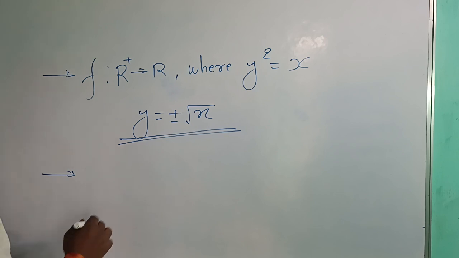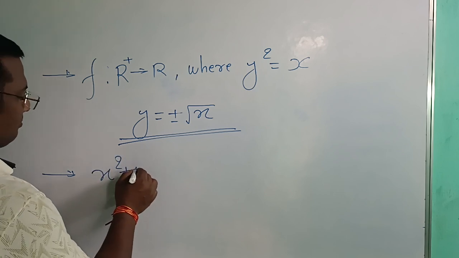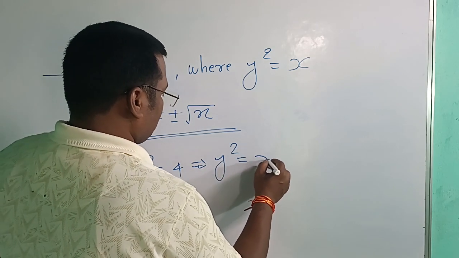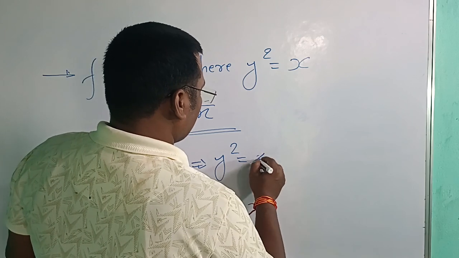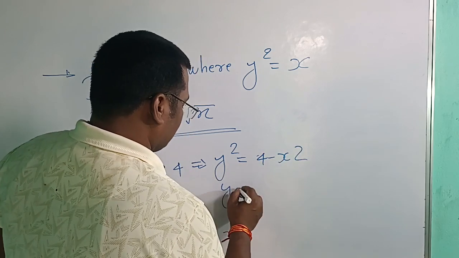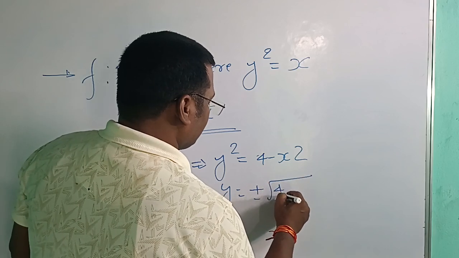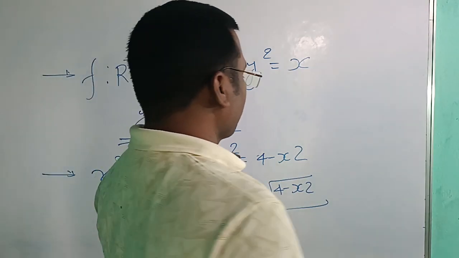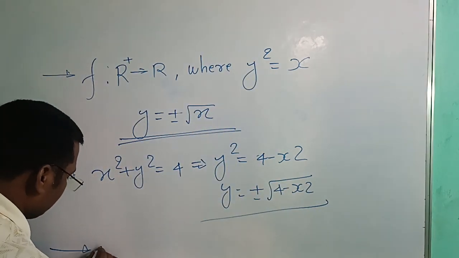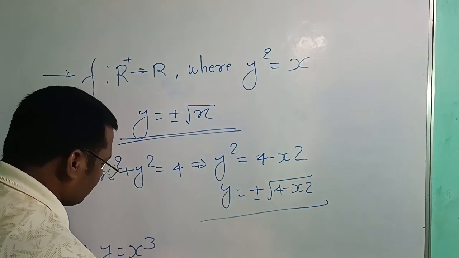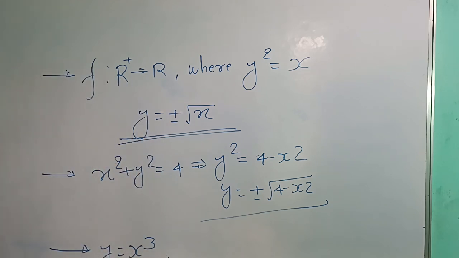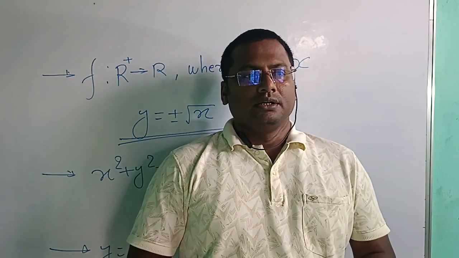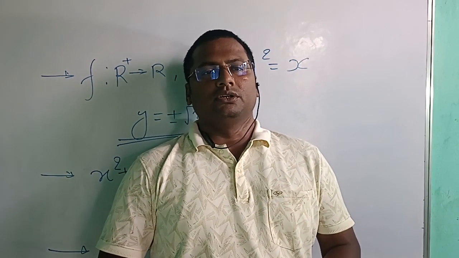Also, next example. Suppose this is a circle, x square plus y square equal to 4. So y square equal to 4 minus x square, so y equal to plus minus root under 4 minus x square. So this is also not a function. But if you take y equal to x cube, this is a function. So it is clear that a function should not be multi-valued.